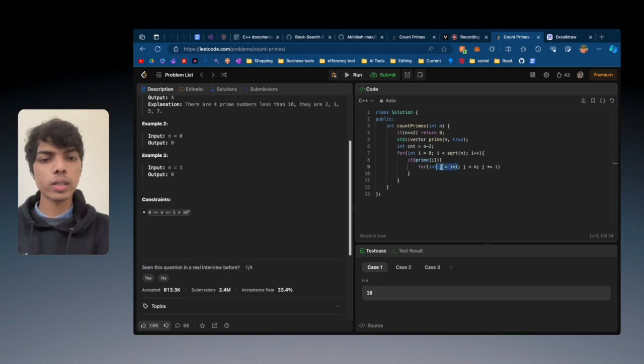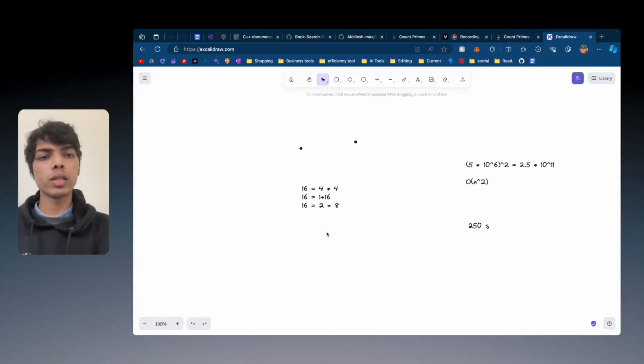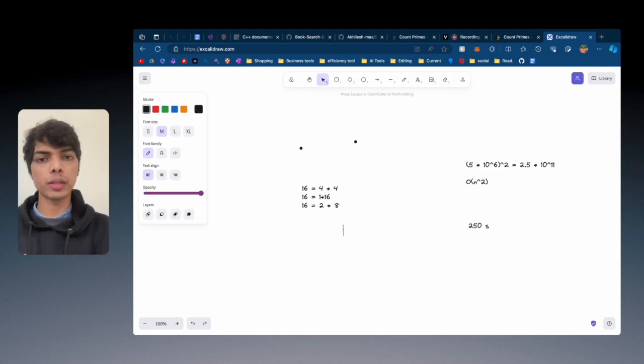Now, why are we doing this? Why are we having j equal to i into i and not i? Again we can look at an example. Let's say we have a number 4, then the square of it would be 16. Now, what are the other multiples of 4? The other multiples are 8, 12.